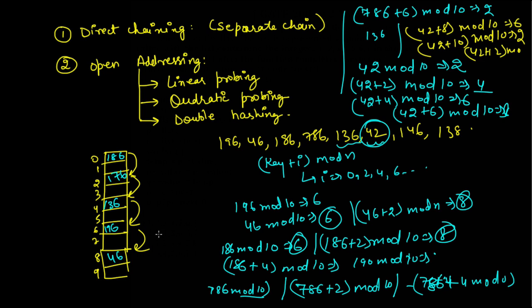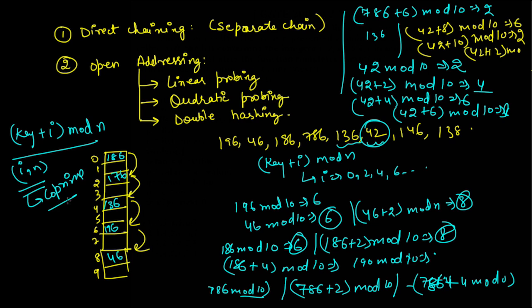So the question is, what should the step size be so that I can remove this kind of issue? As you can see, if you have (key + i) mod n as the hash function, and if i and n are co-prime, then the step size is going to map all the index locations uniquely, right?